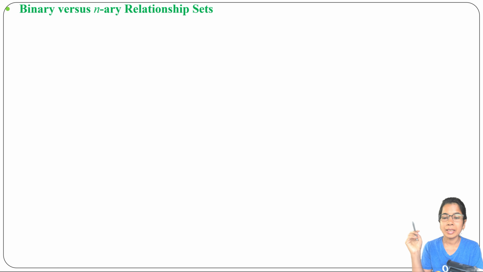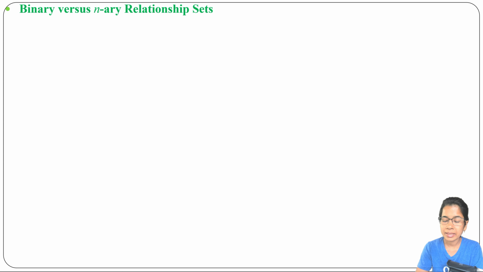Hey everyone, in the previous lecture I discussed how we can convert an ER diagram into a relational schema or table. In today's lecture I will discuss binary versus n-ary relationship and generalization and specialization. This is the last part of the ER diagram.